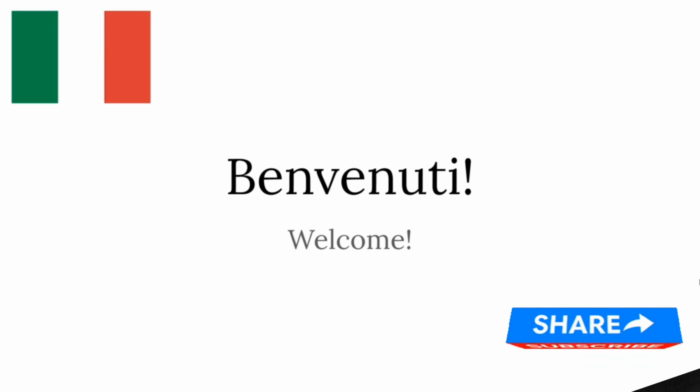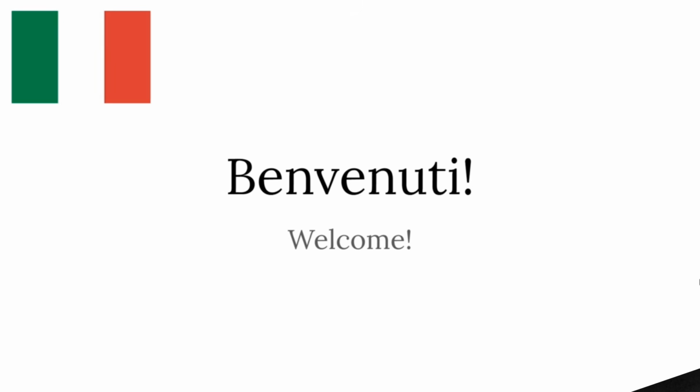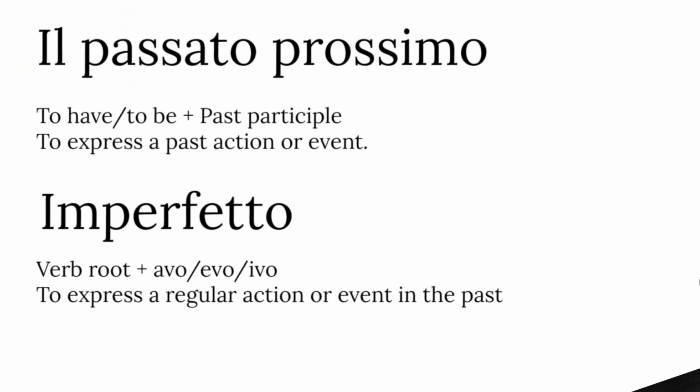So if you remember, we have talked about the differences between passato prossimo and imperfetto, two past tenses in the Italian language. So let's review a little bit their characteristics. As we have said, passato prossimo expresses a past action or an event. And in order to make it, you need to use the verb to have, if it's a transitive verb, or the verb to be, if it's an intransitive verb, plus the past participle of the verb.